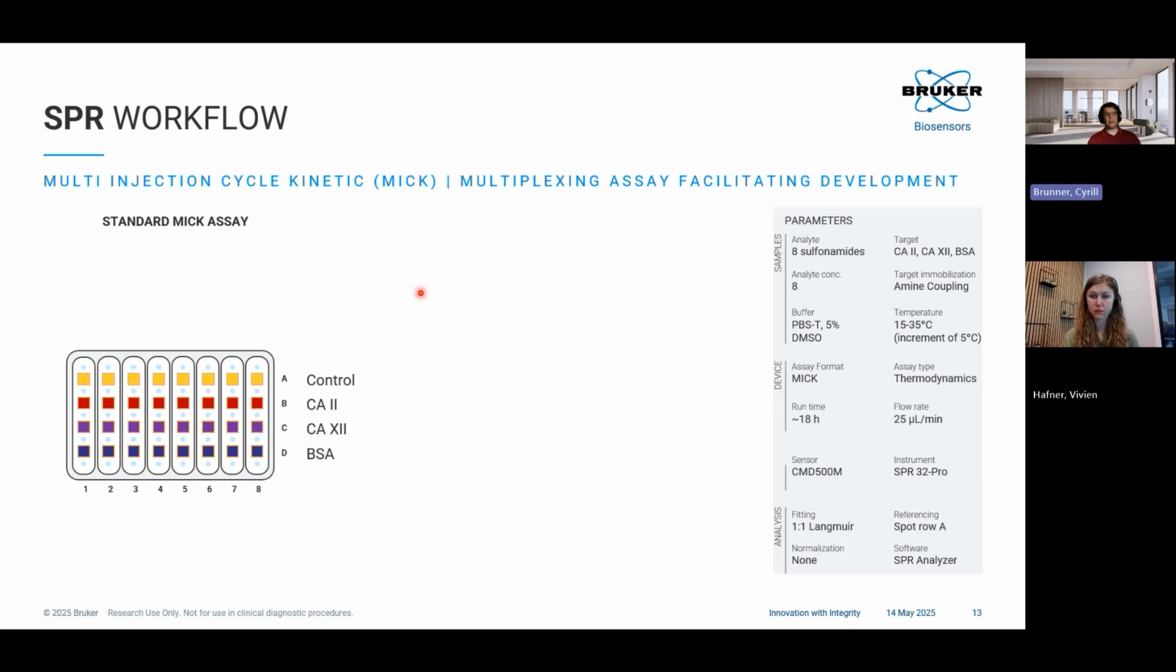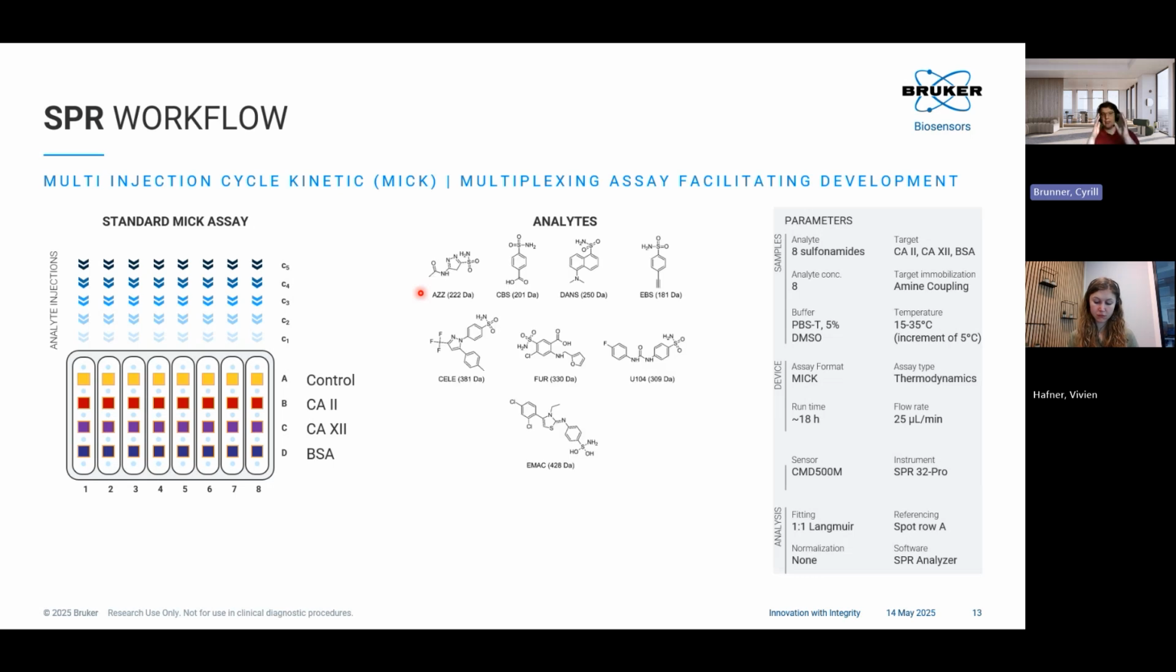And the goal here was to see whether we can describe certain selectivity elements based upon the thermodynamics. That's why we measured 8 compounds simultaneously in a multi-injection cycle kinetics way, so one concentration after another. We measured these 8 analytes that you see here. Those are all sulfonamides, so they all have the same binding mediating moiety, that being the sulfonamide here, and then different decorations which typically guide the selectivity in it.